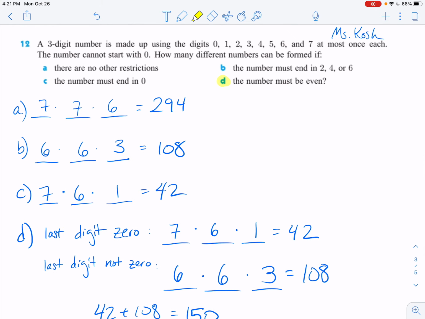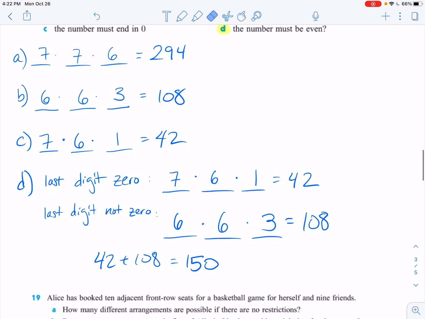Looking at B, the number must end in a 2, 4, or 6. So what I did is I started with that third digit, and I said, okay, there's only 3 choices for that one. And then I went back to the first digit of that number, keeping in mind we can't use a 0 there, and we've already picked a number to go into the third spot. So then there's 6 choices here. Of the 8 digits, we've used 2 already, which leaves us 6 for that last spot right there. And those multiply and give me 108.